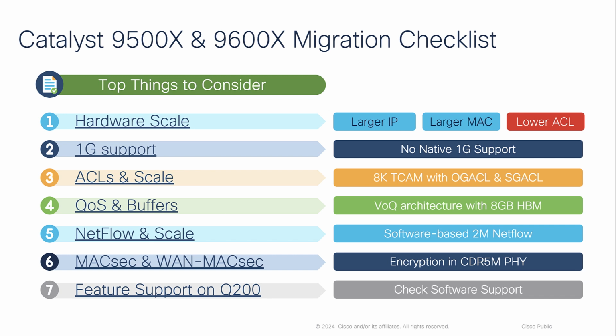Alright, so we have learned about all these new key considerations that we need to know about when you're migrating. To wrap up, migrating to Q200 based Catalyst 9500 and 9600 series represents a major step forward in terms of scalability and efficiency. However, it is important to plan carefully, factoring in things like hardware compatibility and also feature support, by checking the Feature Navigator before migration.